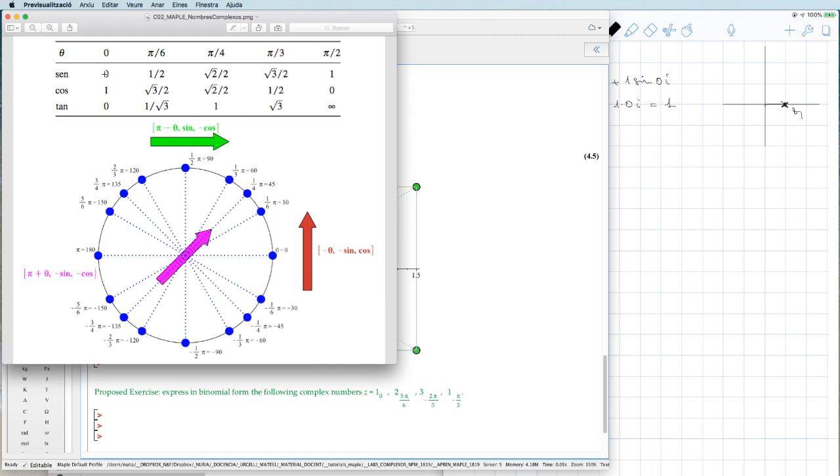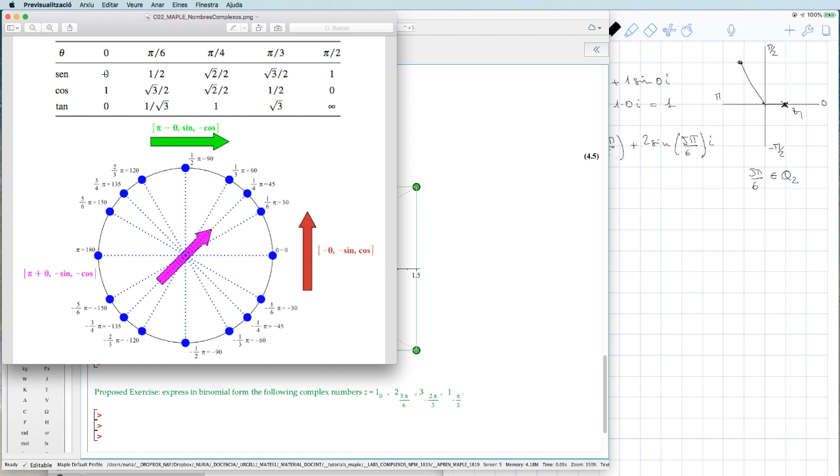Second number, z2 is going to be 2, 5 pi over 6. So we are going to use the formula 2 cosine of 5 pi over 6 plus 2 sine of 5 pi over 6 i. Now, this is 0, this is pi over 2, this is pi, this is minus pi over 2. 5 pi over 6 is in the second quadrant, so 5 pi over 6 belongs to the second quadrant.